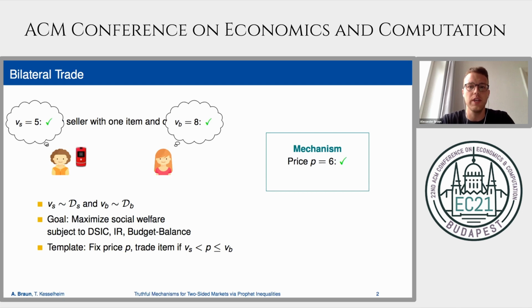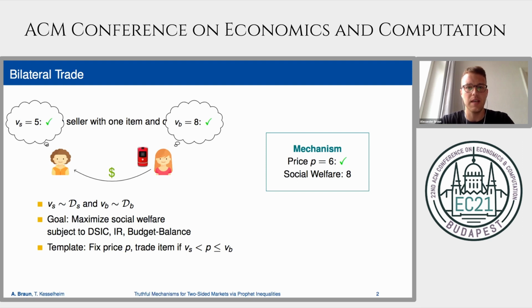Hence, both agents agree, so a trade occurs. The item is transferred from seller to buyer. In exchange, money is transferred from buyer to seller. And hence, we result in a social welfare of 8 in this case, which is just the value of the buyer for holding the item.